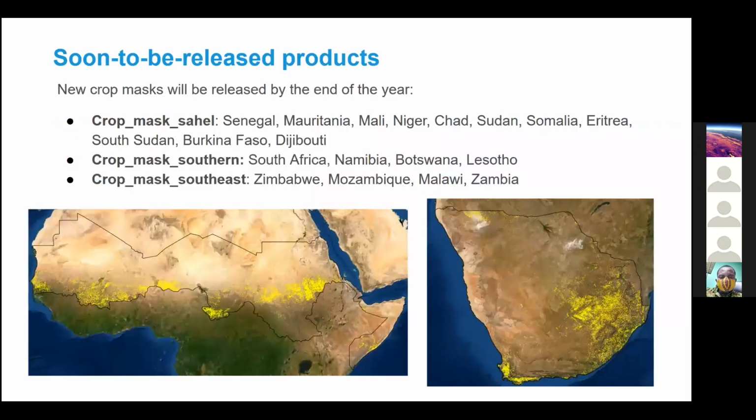And then I wanted to put a slide here to say that there are more masks coming soon. So I see Bako's on the call there. The crop mask for Sahel will be coming out in the next month, as well as this one for the southern area. And then the southeast, which covers Zambia, Mozambique, etc. I hope to have that one by the end of the year, but maybe it might be early next year. So the rest of the continent will come along quickly.